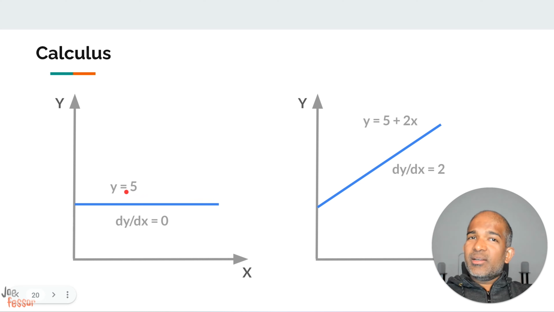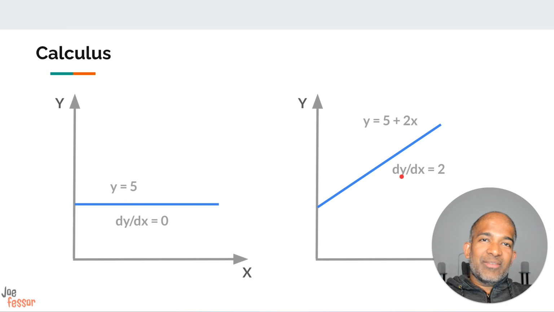So to finish things here, let's see how this concept of derivatives connects to something familiar to us, like slopes, for example. In the first graph, the line is flat, representing a constant value of y is equal to 5. No matter how much we move to the right on the x-axis, our y value stays the same. That is, there is no vertical change. In calculus terms, the derivative, which is dy by dx of this line, is 0. The slope of a horizontal line is always 0.